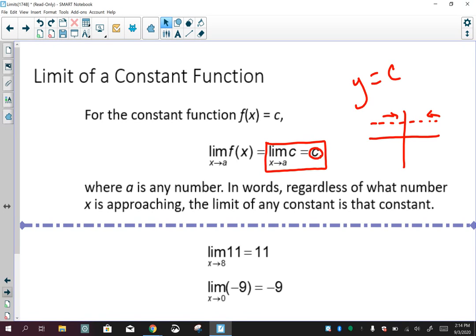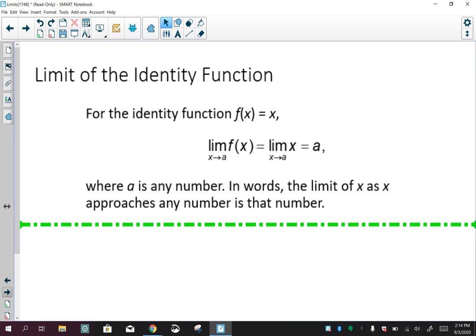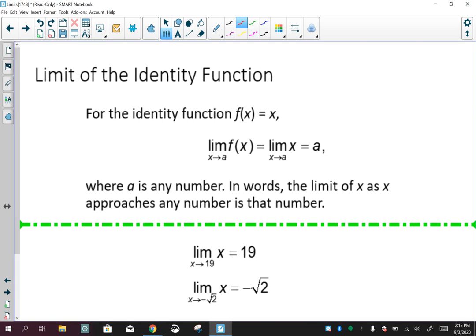Number 2, limit of the identity. So this is saying, all right, if I have X approaching a number, and that number is the same thing, what exactly is going to be my answer? So my answer is going to be X, because what this is saying is if I'm looking at 19 and my answer is 19, what does X have to be? Well, you have to look at the constant one beforehand, and the only way that is able to happen is if I have the Y equals X function here, which is that one.